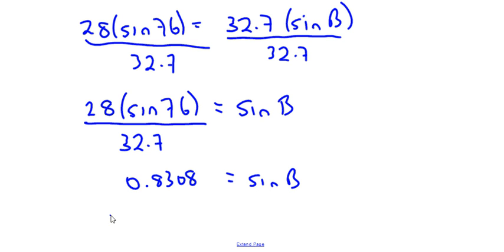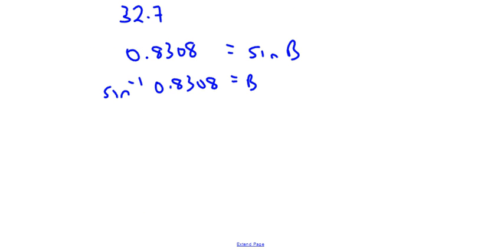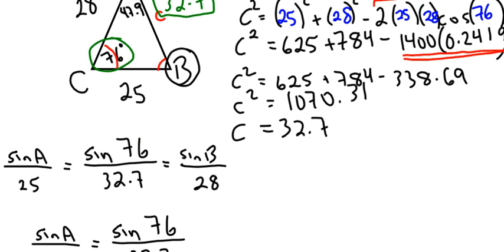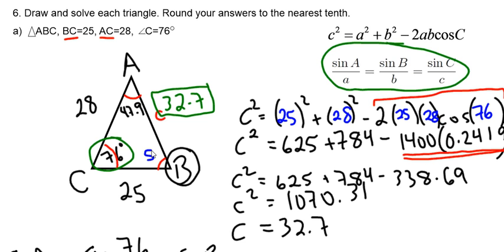And now I just have to inverse sine that, and I'll know what angle B is. So inverse sine, my calculator tells me the answer is 56.2. So if we go back to the diagram, this is 56.2. And this is why I like to use that 180 rule as a check.